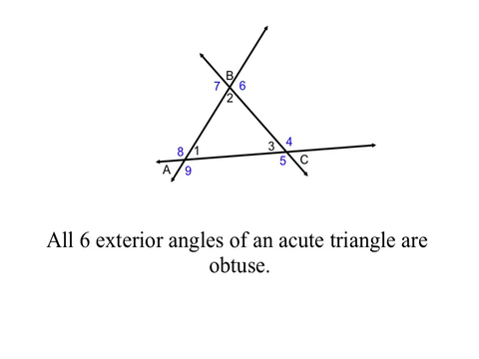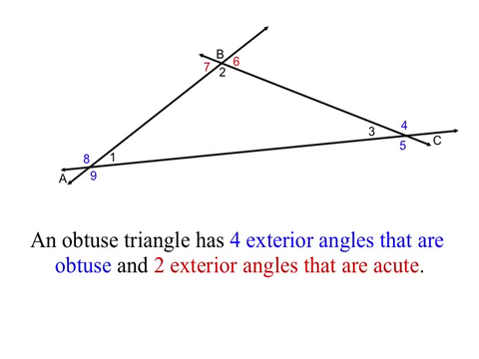So to make the linear pair, which of course is a pair of supplementary angles, the exterior angles all have to be obtuse. An obtuse triangle has 4 exterior angles that are obtuse, marked in blue, and 2 exterior angles that are acute, marked in red. And of course, the 2 exterior angles that are acute are exterior to the obtuse angle of the obtuse triangle, which in this case is angle 2.